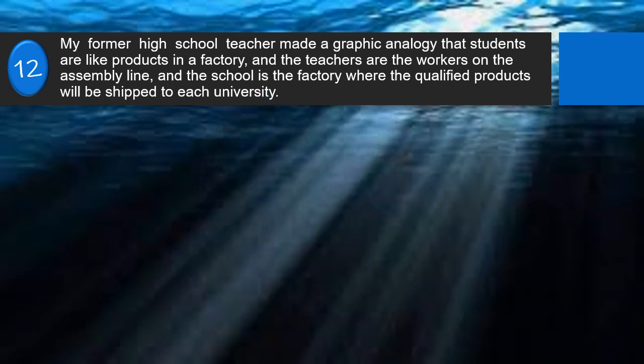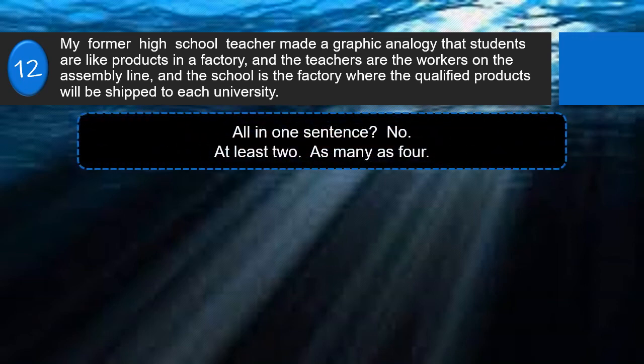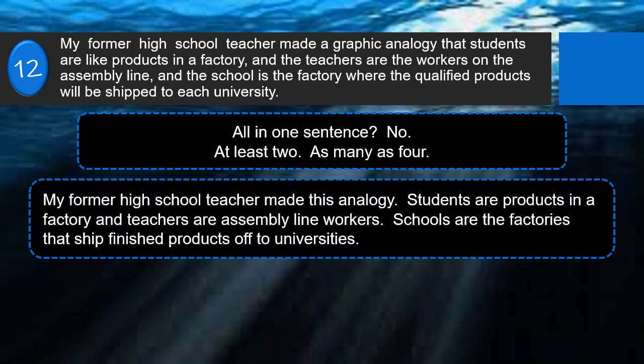My former high school teacher made a graphic analogy that students are like the products in a factory and the teachers are workers on the assembly line, and the school is the factory where the qualified products will be shipped to each university. Excellent information, actually very well written, but as one sentence, it just gets a bit long. All in one sentence? No. Minimum 2 sentences, maybe as many as 4. Personally, I'm going to go with 3.